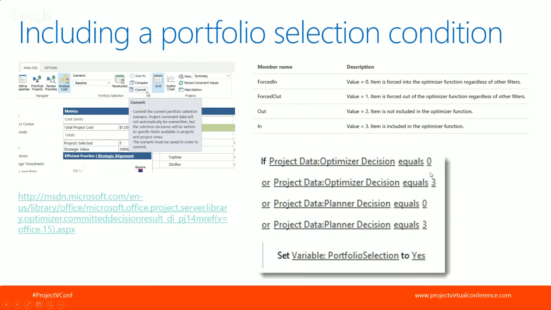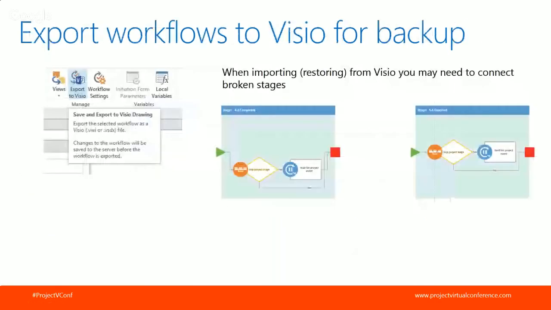And if you want to just make sure that if a project's selected in any one of those 4 cases, it moves forward, this is what your workflow configuration would look like. So have a look at this TechNet article. Have a look at my example action here to give you some ideas how to use portfolio analysis.